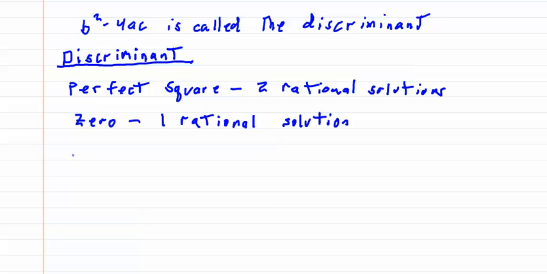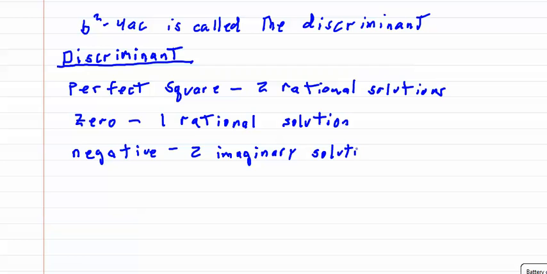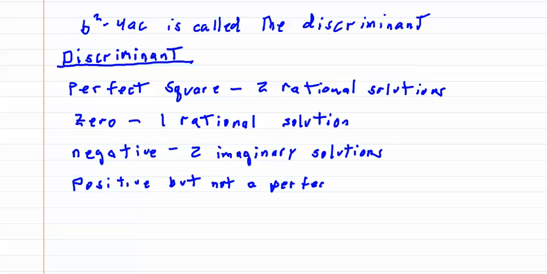If the discriminant is negative, we have two non-real, two imaginary solutions. And lastly, if it's positive but not a perfect square, we have two irrational solutions.